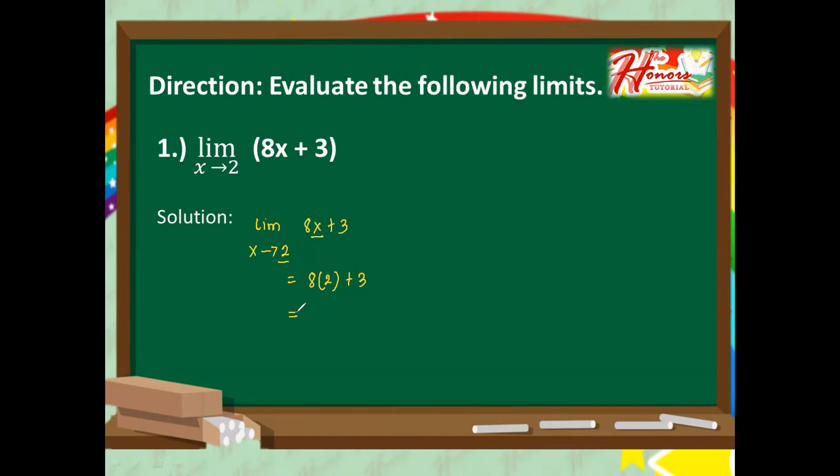Now we are going to continue solving. 8 times 2, that is 16. Copy this, so plus 3. 16 plus 3 is 19. So this is our final answer. So the answer for number 1 is 19.